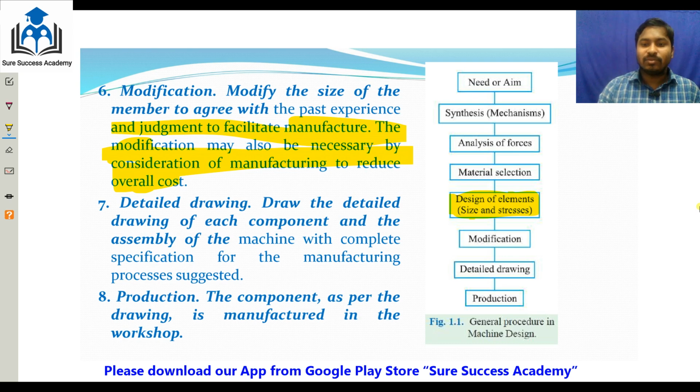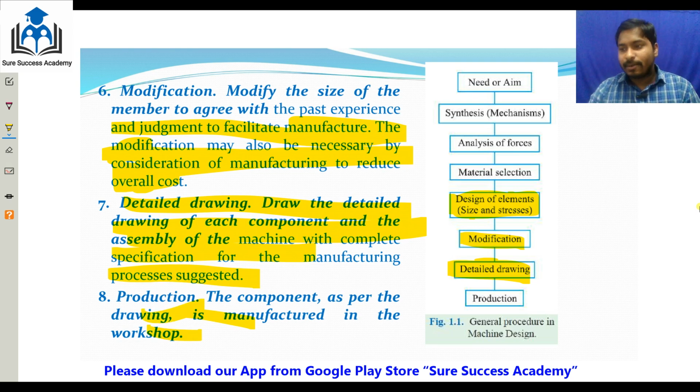Then after that you have to do the detail drawings: draw the details of each component and the assembly of the machine with the complete specification of the manufacturing process needed. Okay, you have to do that. The detail drawings and drawing details of components and the assembly of machine components, with specification of the manufacturing process. After that, the production you have to do. The component as per the drawing is manufactured in the workshop.